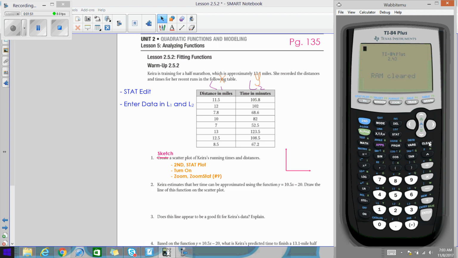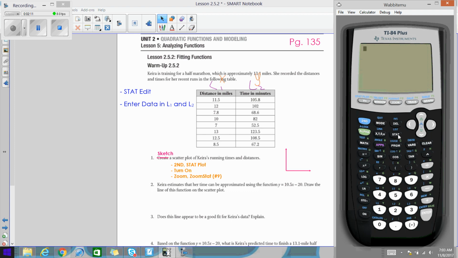All right, so now we're going to type this data into our table. I've listed here the steps that you're going to do. You're going to hit second, then stat plot, and you're going to turn on your stat plot. It should be off, but you're going to turn it on. Then go second mode, and now our stat plot's ready to go.